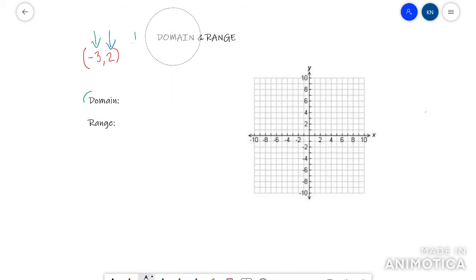Now they may also give you points on a graph. All right, so you might see something like this and your teacher might ask, what's the domain and range of this function? Well, all you have to do, I find the easiest, is to just put the coordinates.